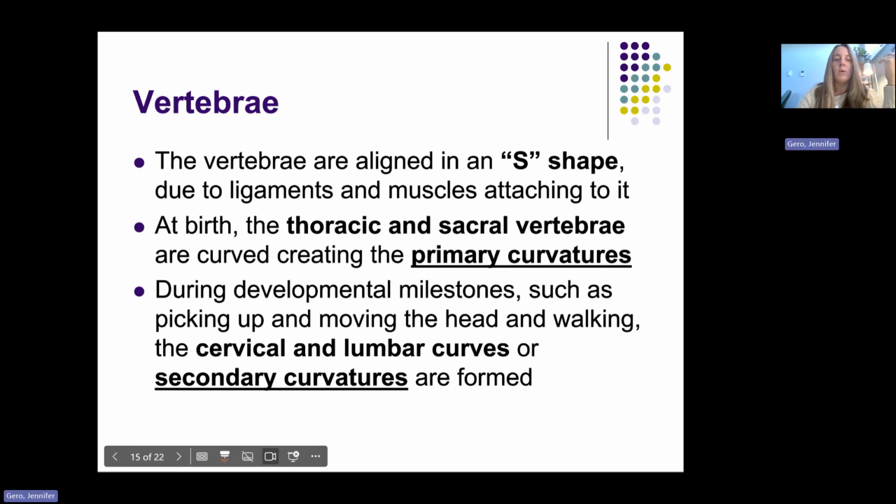I've already talked about this. We are born with the primary curvature of our spine, which is a C shape. As we start to stand up and move, we're going to develop that secondary curvature, which makes our spine have an S.